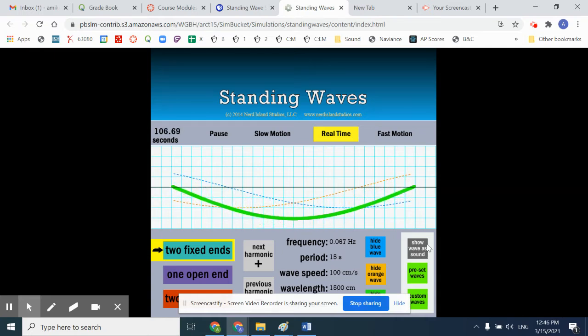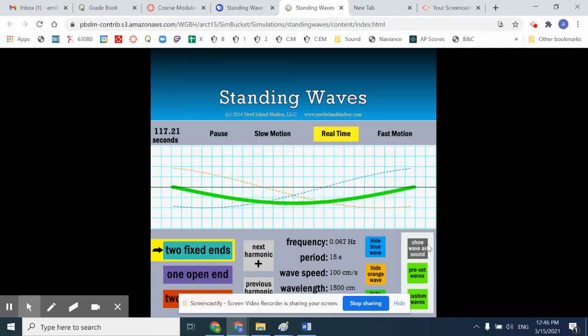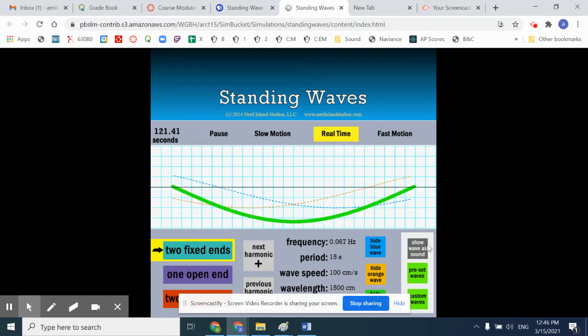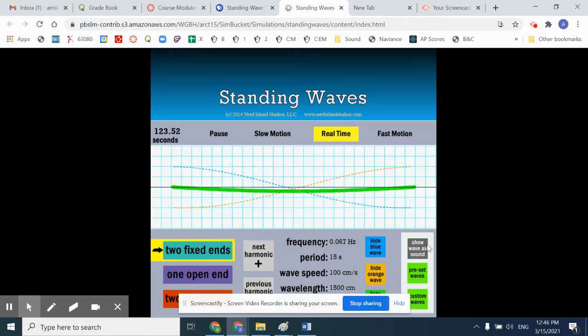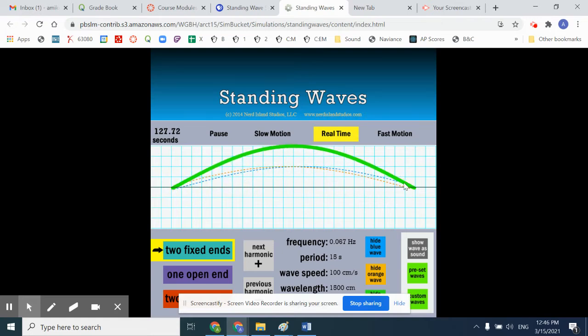If you pay attention to the ends on the left and right side, you notice the blue and orange waves are always opposite of one another. But in the middle, you'll notice that the blue and the orange waves are always directly on top of each other. What that results in is nodes at the ends here and here, and an antinode in the middle.